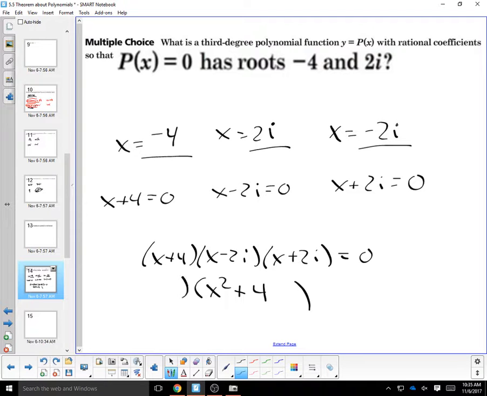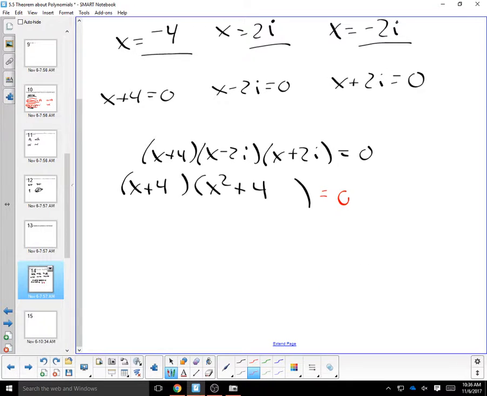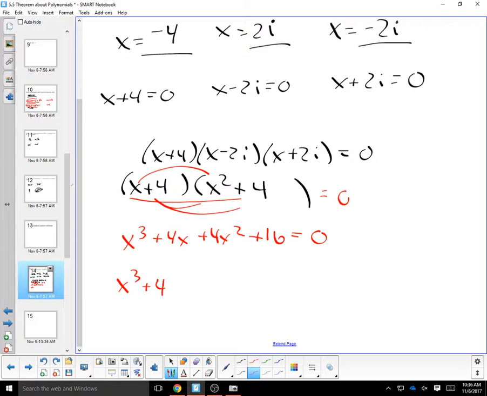Okay, and then I have to multiply that by x plus 4 here. That equals 0. So here's what I've got: x cubed, plus 4x squared, and then 16. What's my last step? What's it called? Standard form. What does it mean? Someone said it back there. Put them in order from highest to lowest. What is that? That's descending, right? That's descending. Cool beans.